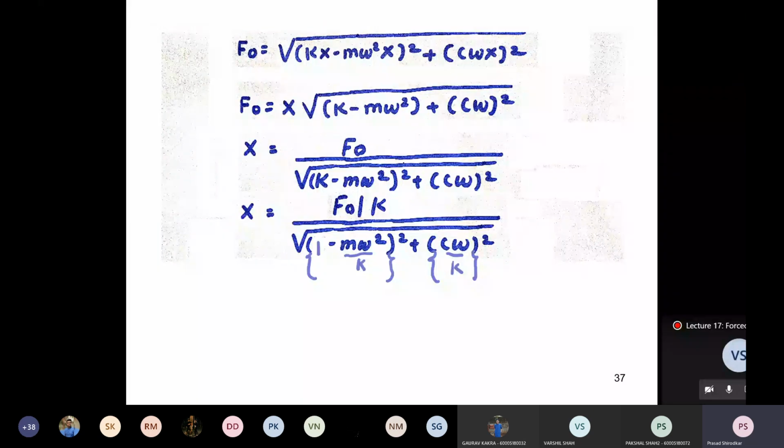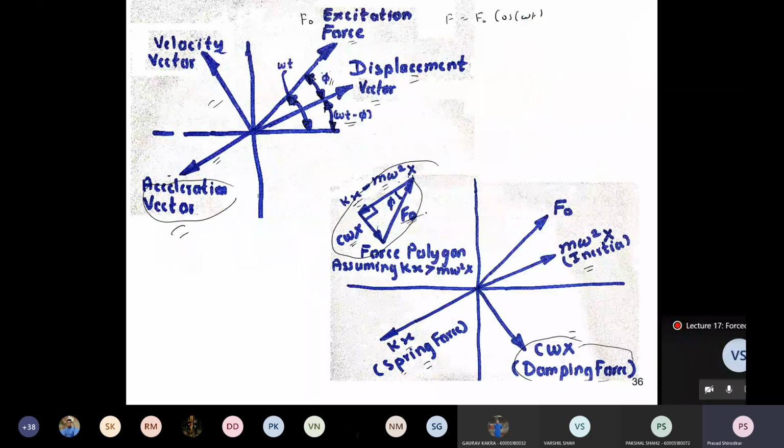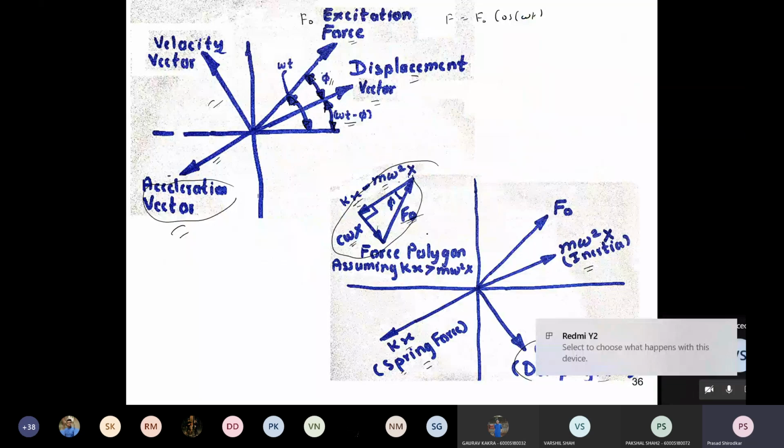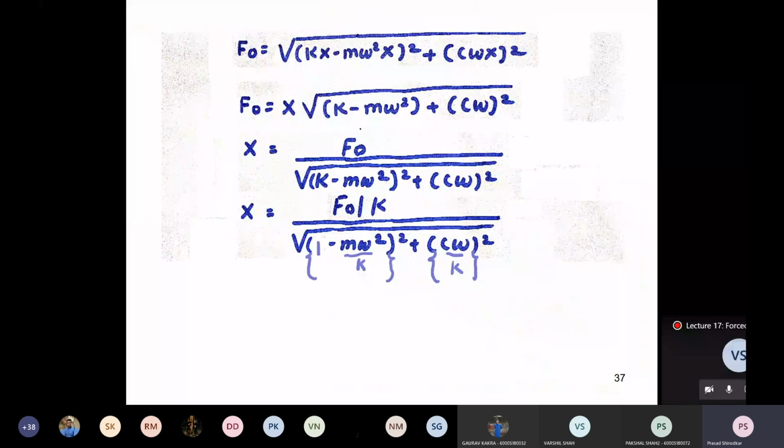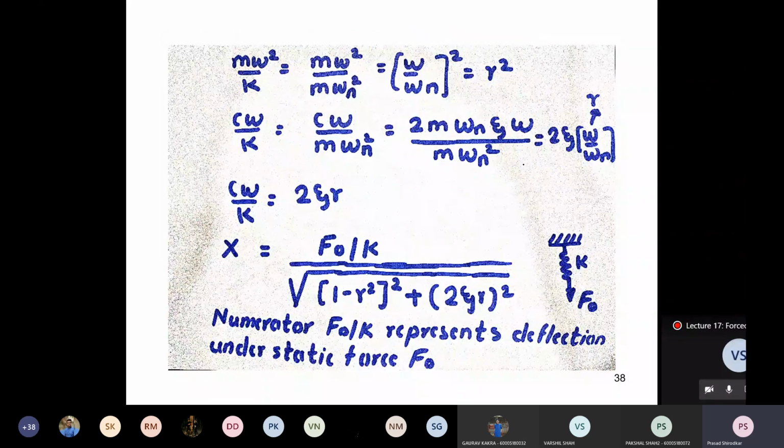Now we also found the value of F0. This becomes the hypotenuse, so F0 can be found using the Pythagoras theorem. F0 is the square root of those two, and we got the expression for the steady state amplitude. So x is nothing but the steady state amplitude, and we readjusted the terms so that it is easier to remember, and converted this equation in terms of r and zeta.